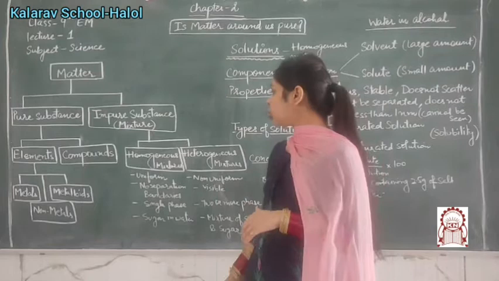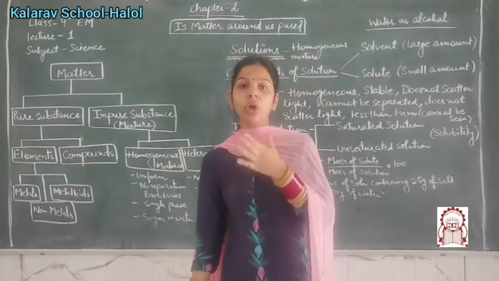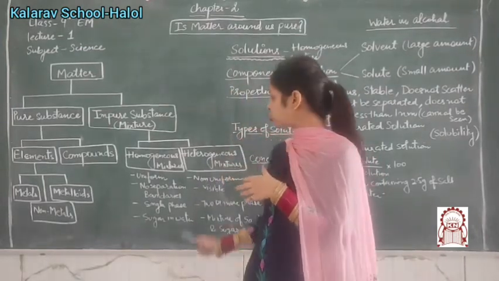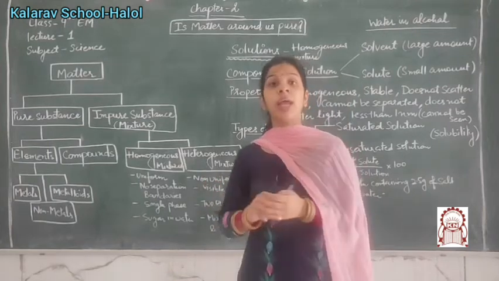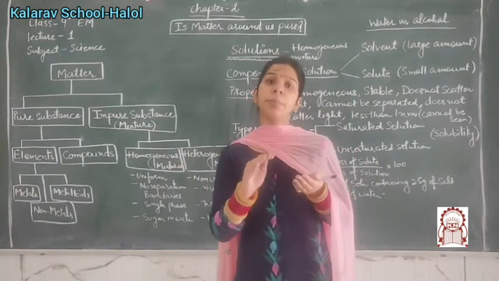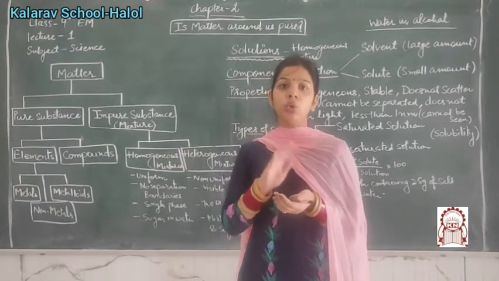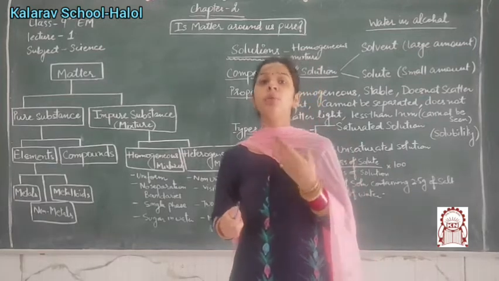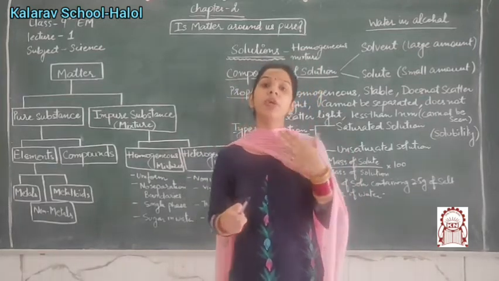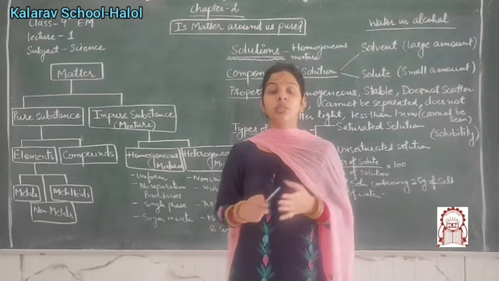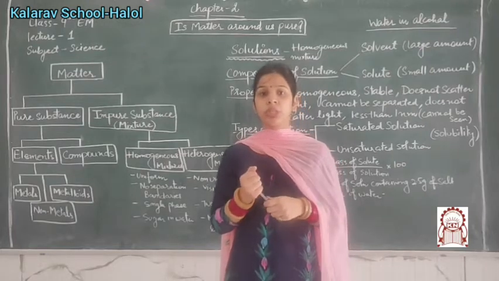On the other hand, the non-uniform composition containing mixture is called a heterogeneous mixture, which contains a visible separation between the two components. It contains two or more components. For example, if we prepare a lemon juice, we have a different composition.